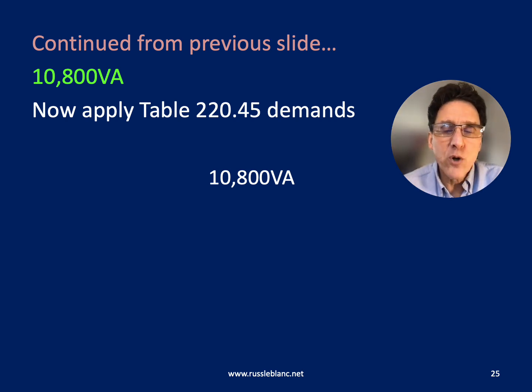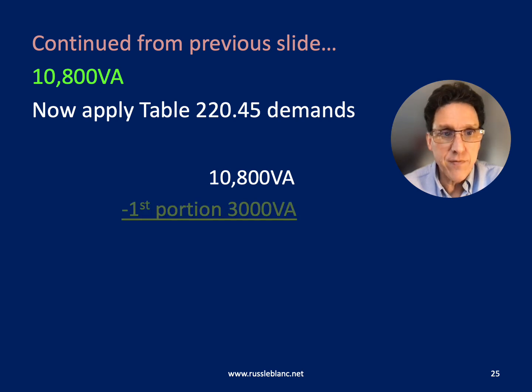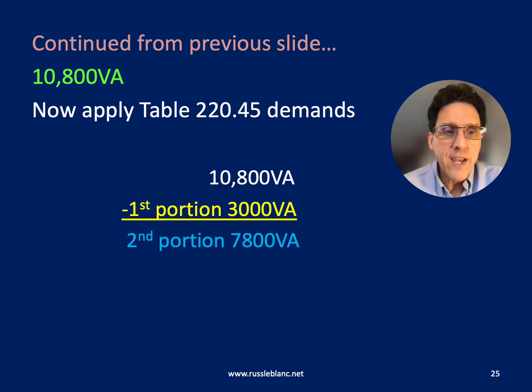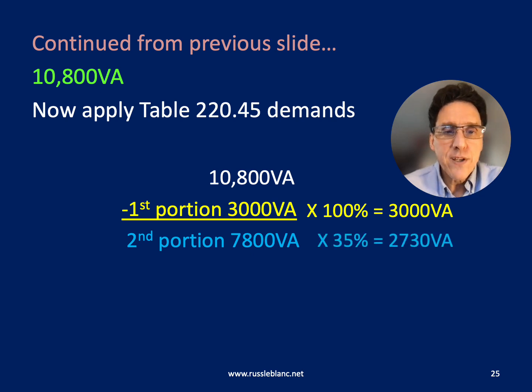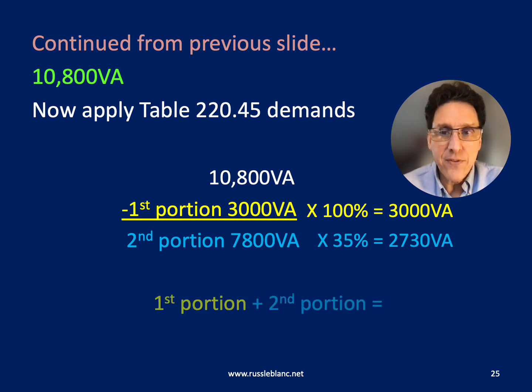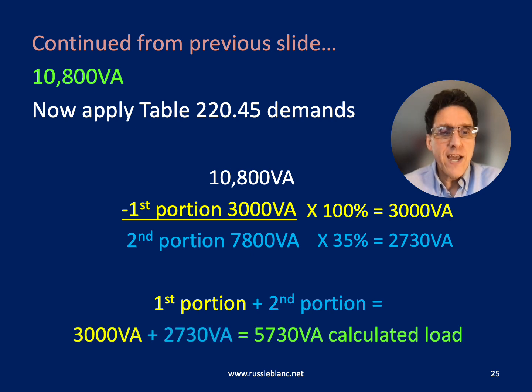Okay, 10,800 volt amps, we apply the demands from table 220.45. First portion comes out at 100%, that's 3,000 volt amps for the first portion. And we're left with the second portion, and that's 7,800 volt amps. All right, and the first portion again is taken at 100%. Second portion is taken at 35%. And so you see those totals there, 3,000 volt amps for the first portion. The second portion ends up being 2,730 volt amps. We have to add those two portions together. If we do that, we have a calculated load of 5,730 volt amps for the demand load for general lighting, small appliance, and laundry.